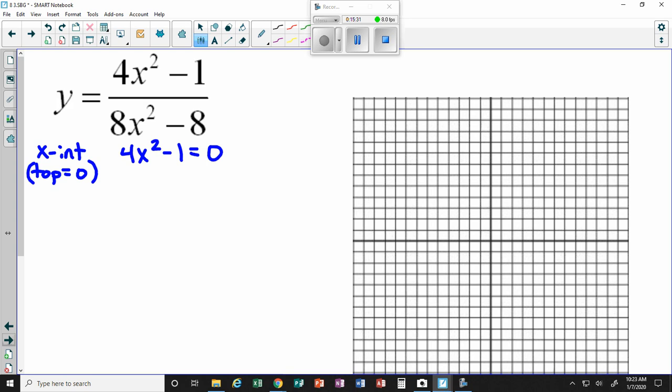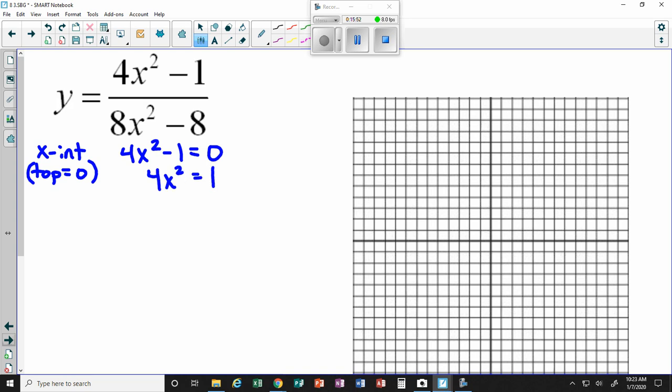We're doing x-intercepts right now. So I'm trying to solve 4x squared minus 1 equals 0. Add 1 first. The reason I can do that is there's only one x term, so I can undo everything that's being done to it. So I'll add 1, so x squared equals positive 1.